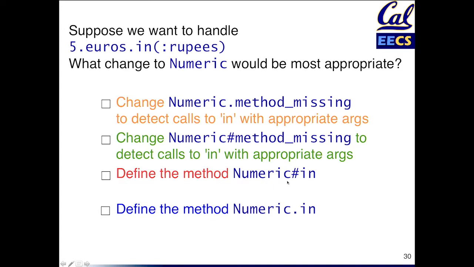And by the way, by now you are getting used to the notation that Numeric.method_missing means method missing is a class method. Numeric#method_missing means it's an instance method. That's just Ruby notational convention. Or we could define a class method, Numeric.in. So which of these 4 is likely to be the most appropriate way to handle this kind of example?